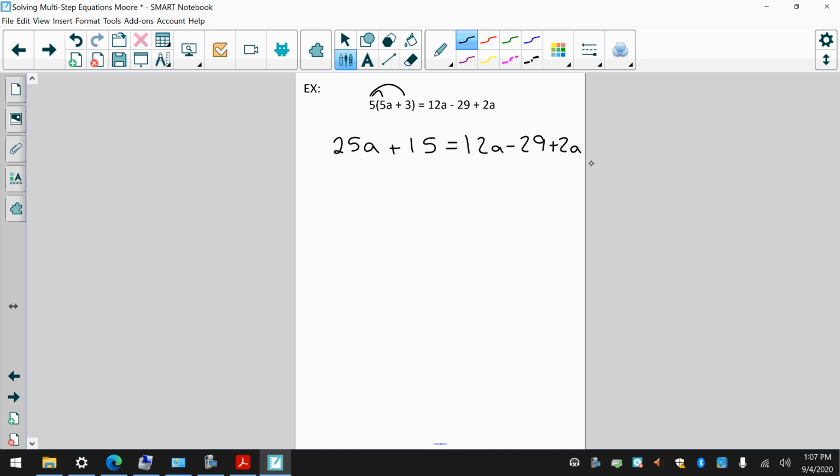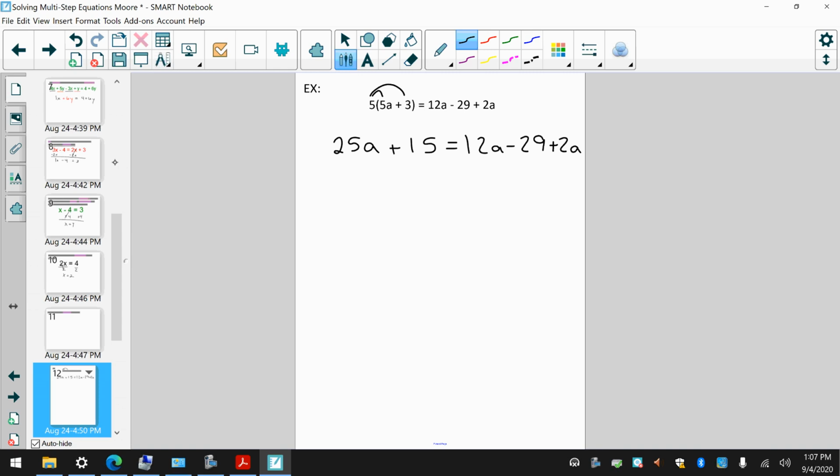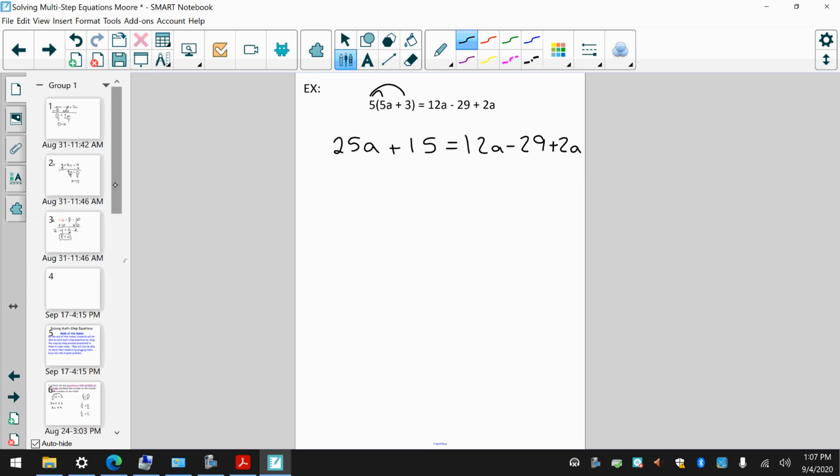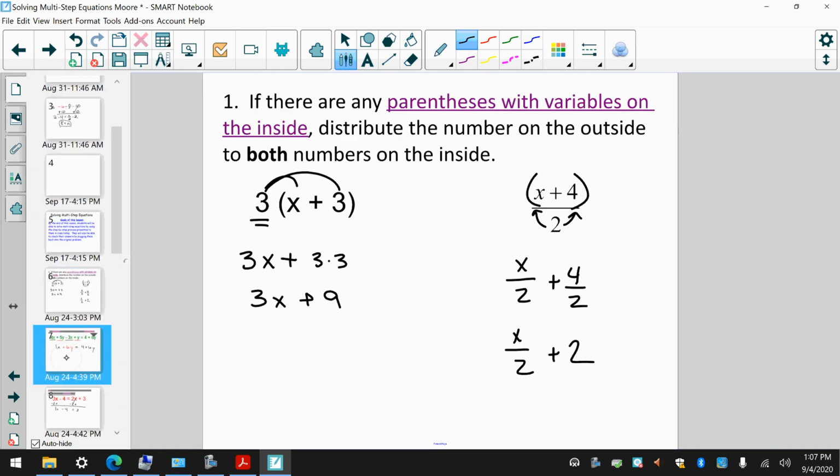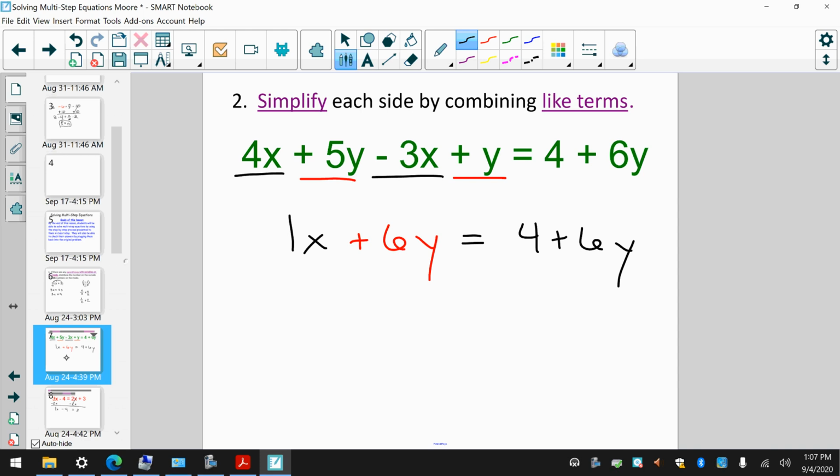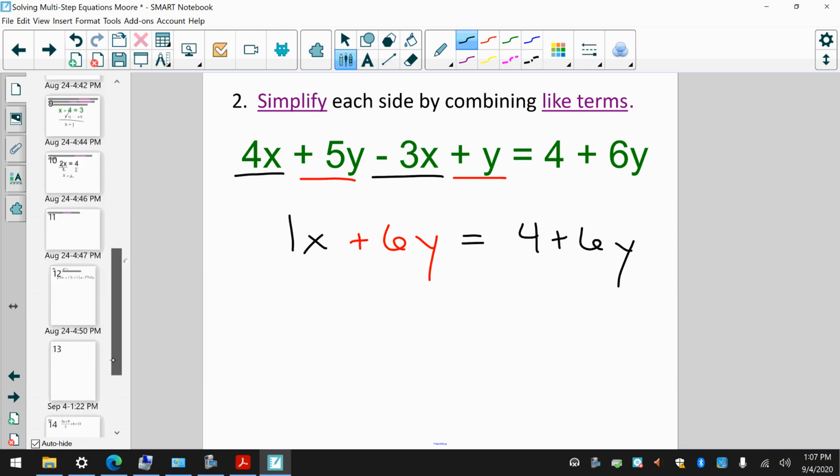Okay, now think back. If you want to look back at your steps, you can go ahead and do that. Let's look at our steps. After we distribute, what's the next step? Simplify each side by combining like terms. All right, let's go ahead and do that.